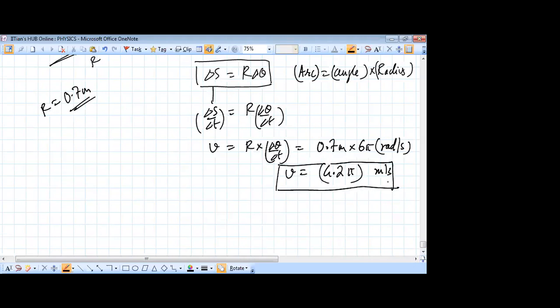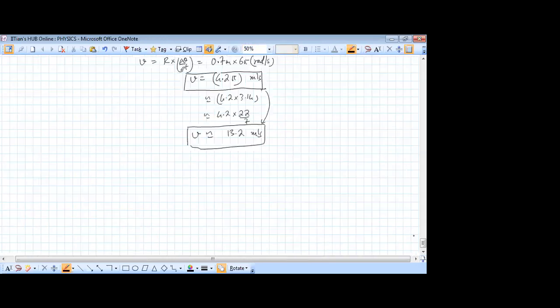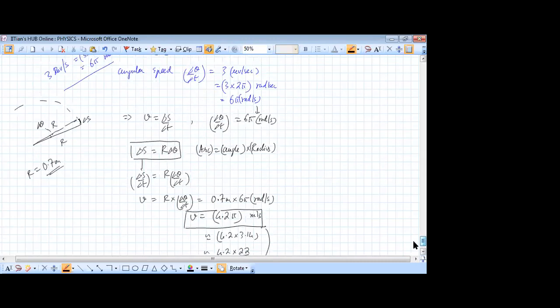So this will be the speed. Then you just approximate: this is approximately 4.2 into 3.14, or you can approximate it as 4.2 into 22 by 7, which will be easier here. That will become 0.6 into 22, so 13.2 meters per second. So that is your speed. That is the 11th question. But don't worry, we will be doing circular motion in more detail later, so you will understand this relationship in more detail then.